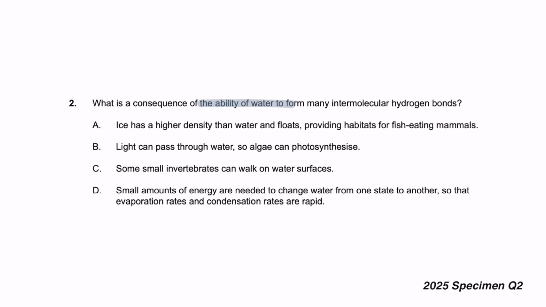The ability of water to form many intermolecular hydrogen bonds refers to the cohesive property of water. This can create a high surface tension to allow organisms to float on water surfaces. Leaves can float on water surfaces to absorb more sunlight, and insects can walk on surfaces to capture prey or to lay eggs for reproduction.